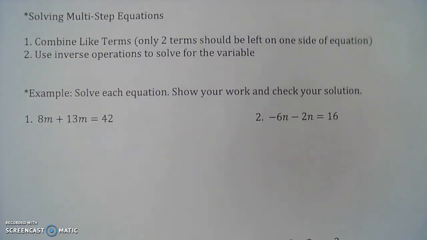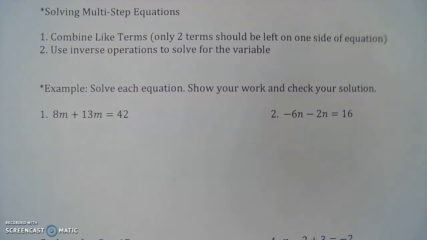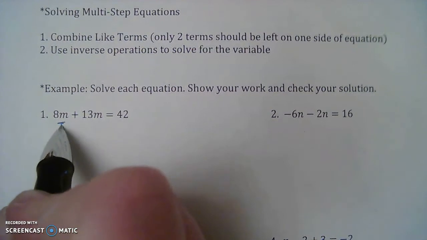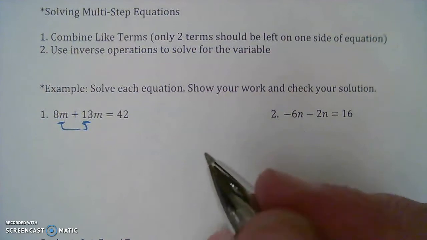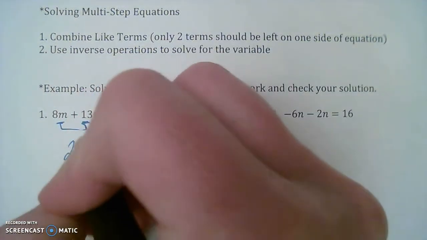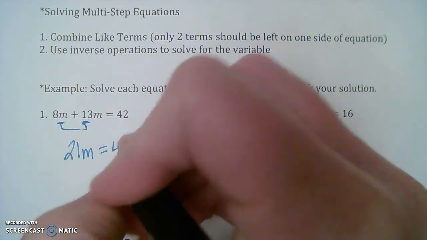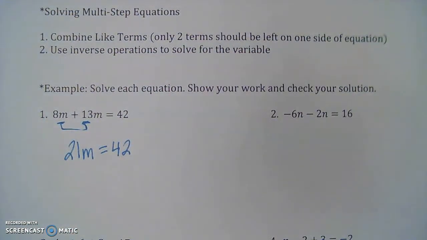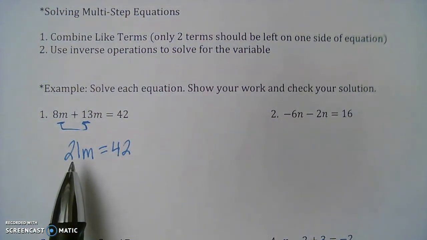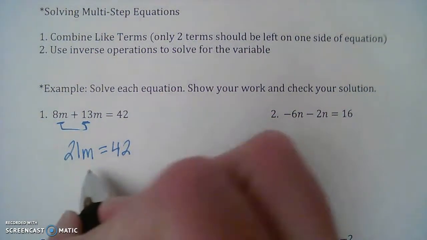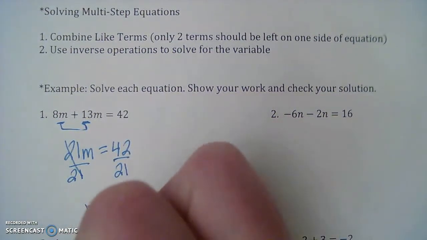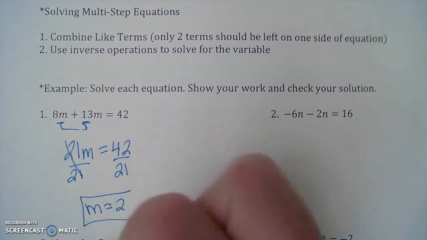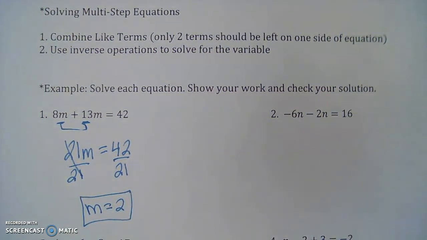So our first one, 8m plus 13m is equal to 42. So again, you combine these two together first. That's step one, put those together. 8 plus 13 is 21. So 21m equals 42. So again, you should either have one or two terms left. This means 21 times m. So to undo times by 21, we need to divide by 21, divide by 21. M equals 2 is what we think our answer should be.